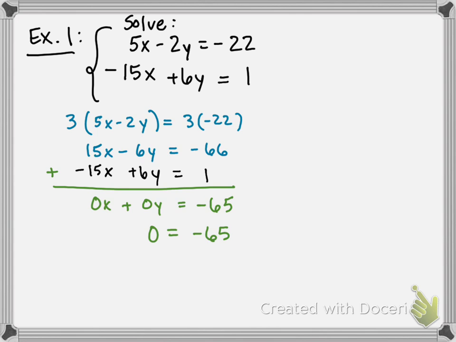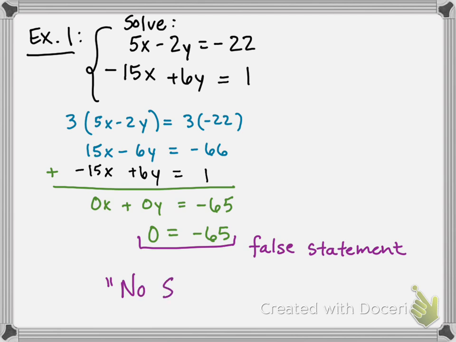I hope you're talking back to this recording and screaming, "No, Miss Weissmiller, no! 0 cannot equal negative 65. That's absurd." This is known as a false mathematical statement. Now on blend, we have that if it's a false statement, then this indicates that we have no solutions. If you don't have that part in your notes, I encourage you to pause this video, go to blend, and write those two statements in your notes.